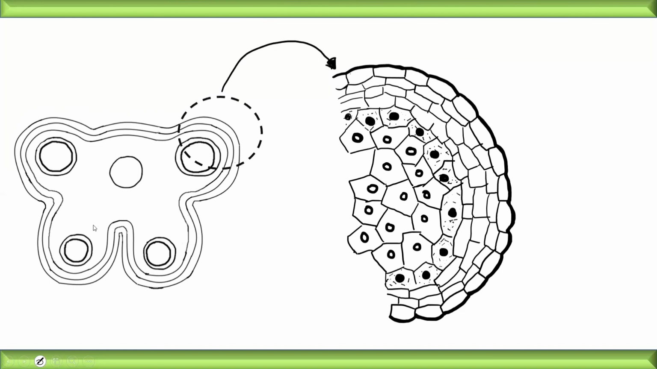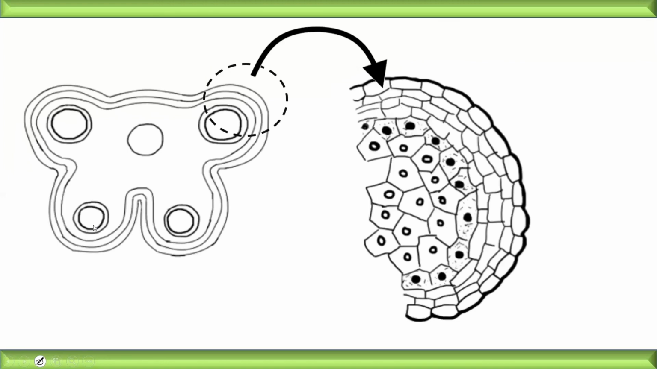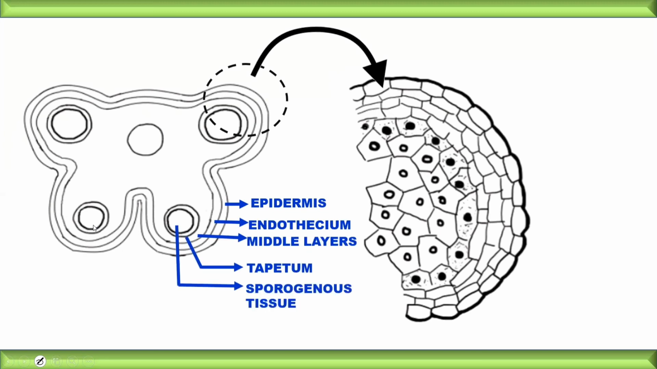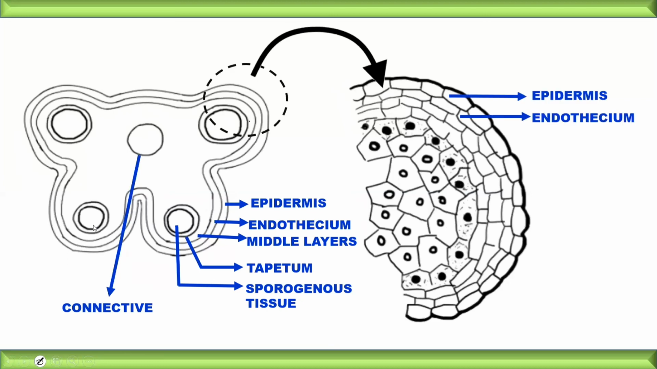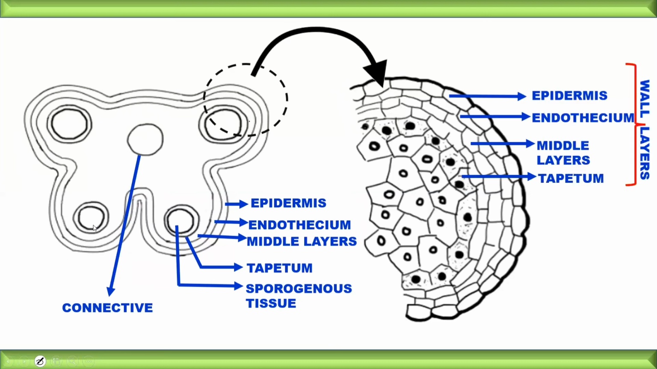For the labeling, you will have to indicate the part enlarged by means of a dotted circle, as you can see here. So the anther and a part enlarged is being drawn. The next part, you will have to label the parts, that is the epidermis, endothecium, middle layers, tapetum, not to forget the sporogenous tissue, and the connective. The same thing on the right side, the wall layers, 4 of them, and then the innermost content you will have to label as the microspore mother cell.